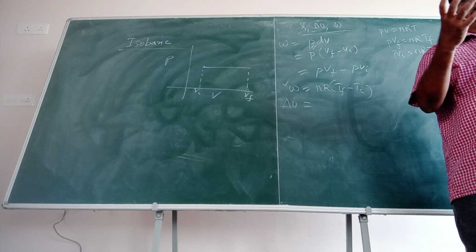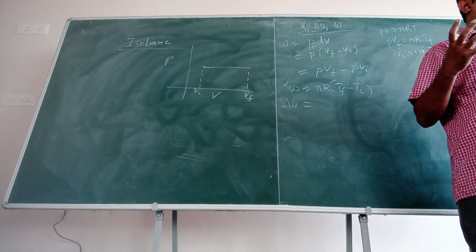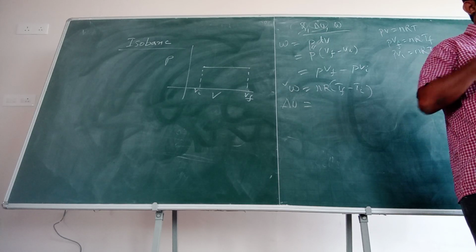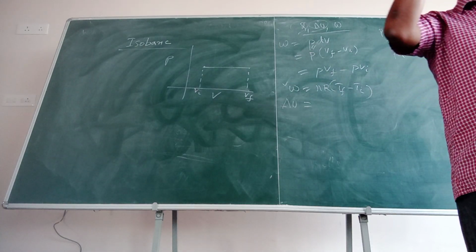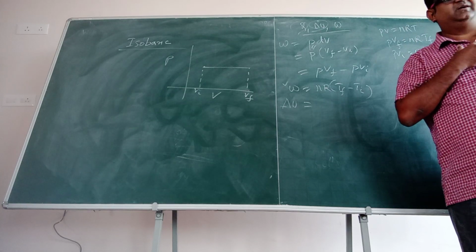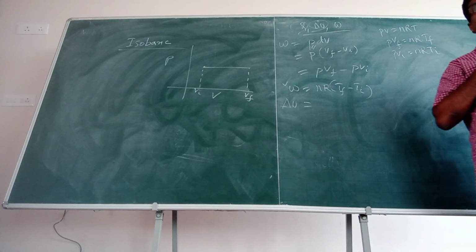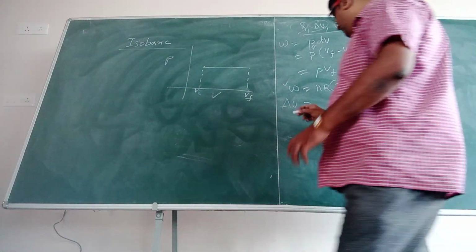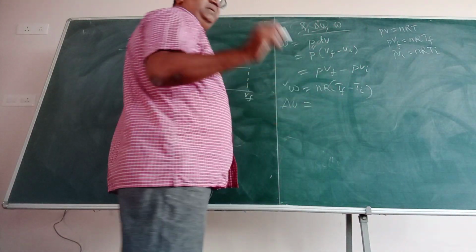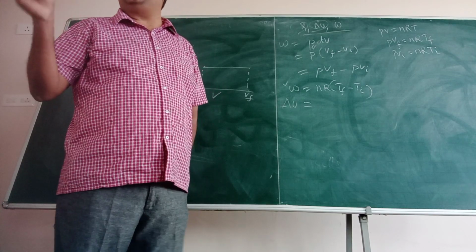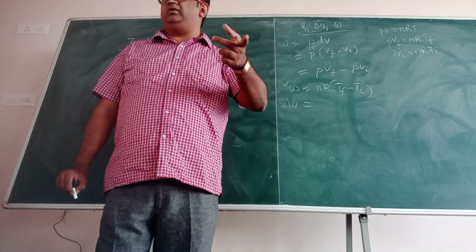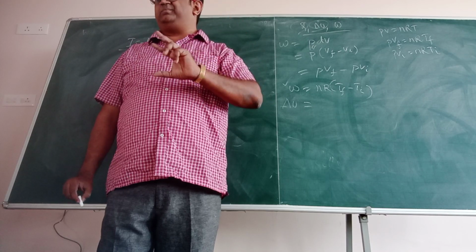Initially, when you supply the heat at constant volume, there will be a change in the internal energy, as I told you. You can go to the playlist and watch the first or second video, where I was explaining the first law of thermodynamics. Okay, so delta U. See, I have explained specific heat. What is the specific heat? There are two types of specific heat: specific heat at constant volume and specific heat at constant pressure.